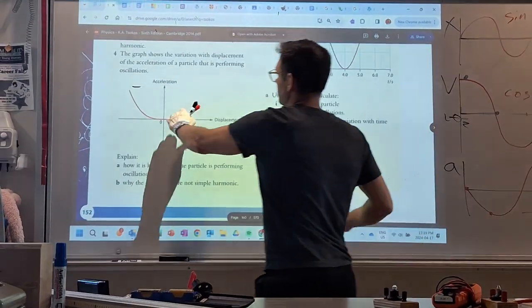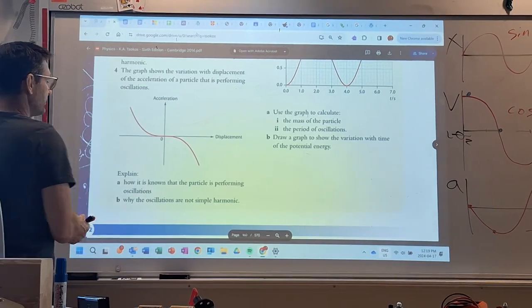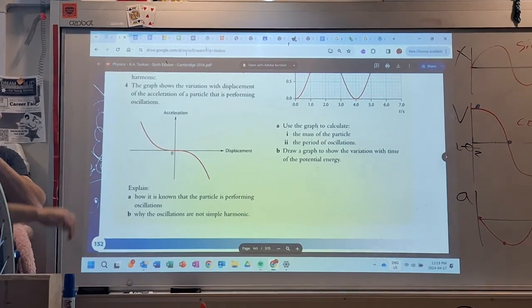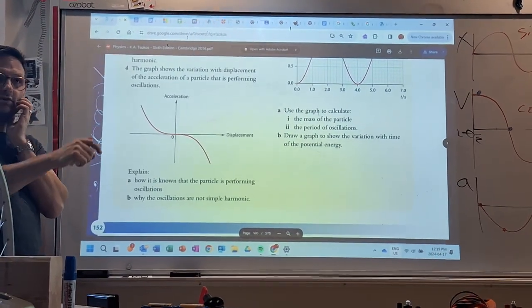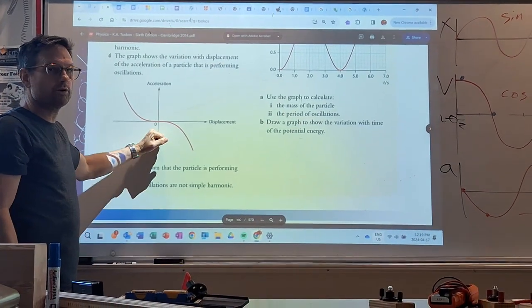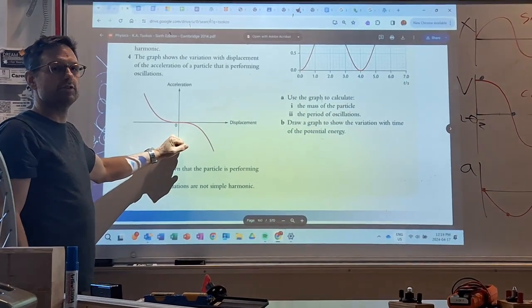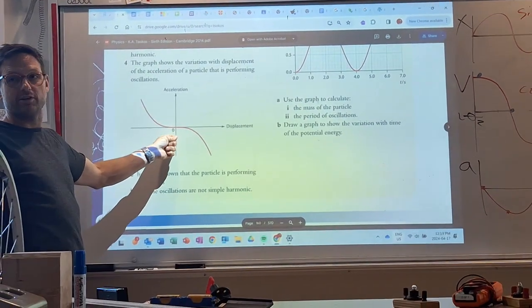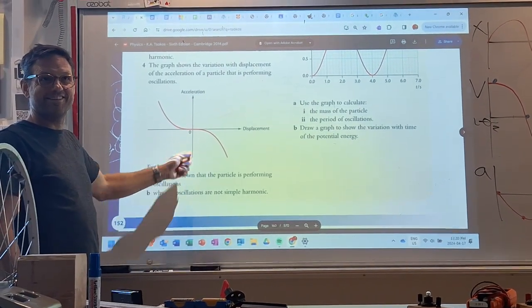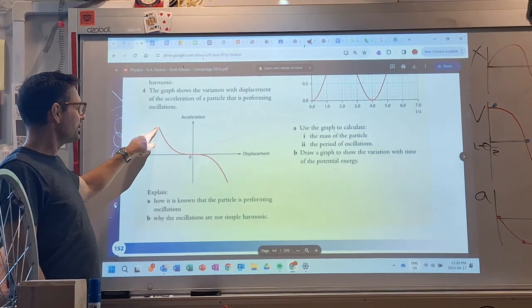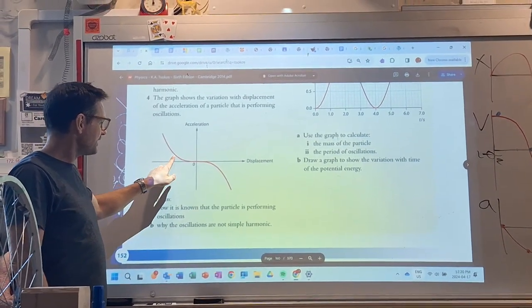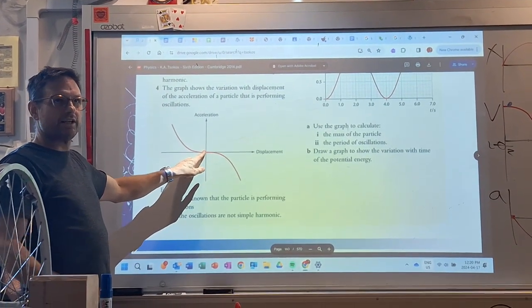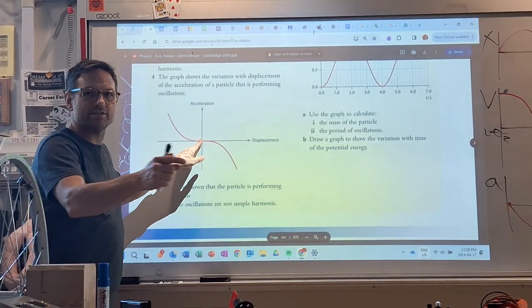Why is this not simple harmonic? Because there's an asymptote, isn't there? It's not going to go up straight, right? So remember, the acceleration has to be proportional to what? Negative displacement. It can't curve. What's happening here? It's accelerating hard at the end, but instead of a constant change in acceleration with displacement, it's getting pulled more at the end and then less in the middle.